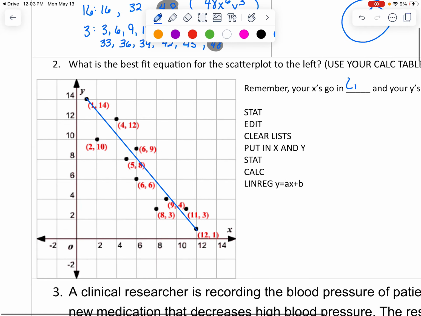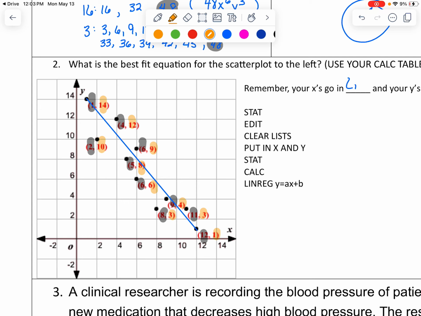I'm hitting stat, I'm hitting edit, and I'm clearing out my lists. I'm going to type all my x's in my L1. So everything in black, all these x's have to go in L1. So I'm going to do 1, 2, 4, 5, 6, 6, 8, 9, 11, 12. I'm going to type all of these orange highlights. I got to match them up with my x's.